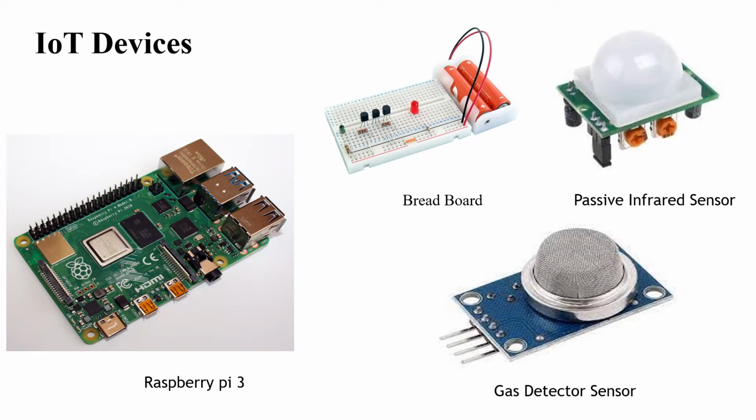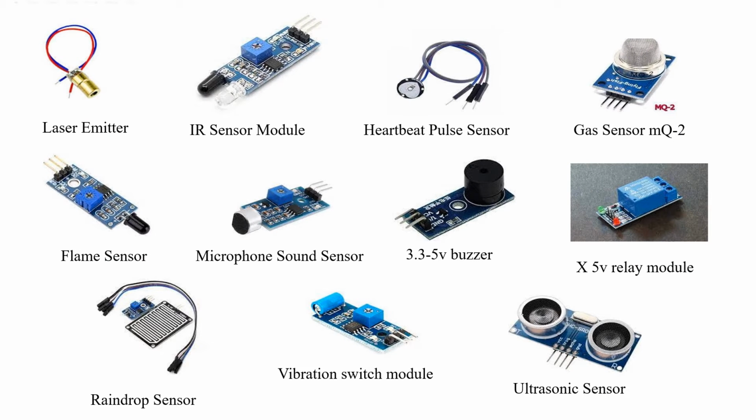We do also have IoT components to support the students to design IoT applications, and the components are Raspberry Pi 3, breadboard, passive infrared sensor, gas detector sensor, laser, parameter, IR sensor module, heartbeat pulse sensor, gas sensor MQ2, flame sensor, microphone sound sensor, 3.35E buzzer, X5E relay module, raindrop sensor, vibration switch module and ultrasonic sensor.